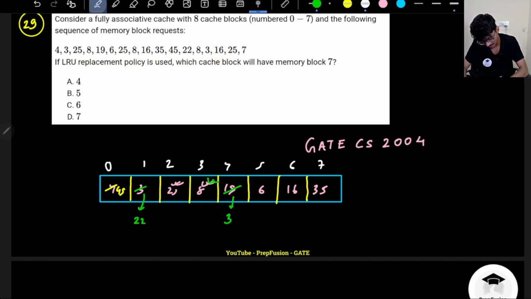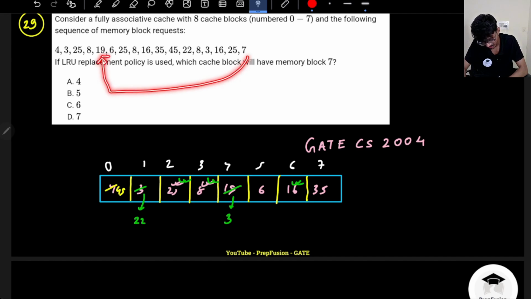After 3, 16 is there. So 16 is already in the cache memory, so it will be a hit. 25 is there. 25 is already in the cache memory, so it will be a hit. Then I call 7. 7 is not in the cache memory. So where will 7 be placed? Now what is the least recently used? Previously the least recently used was 19.